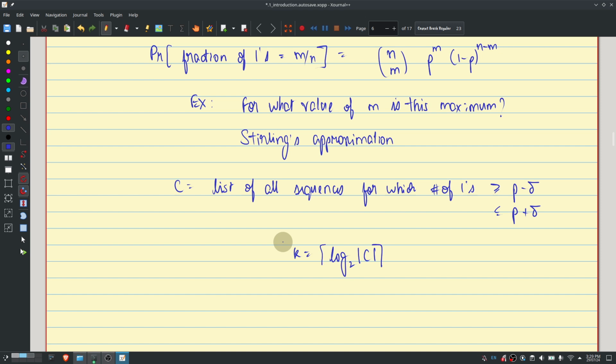And again, with my hand waving, I'll say that C has very high probability. The probability that the fraction of ones is away from P is very, very small. So the probability of error is the probability that the number of ones in Xn is greater than or equal to P plus delta, or less than or equal to P minus delta. Which is, I'm just saying that it's going to be small.